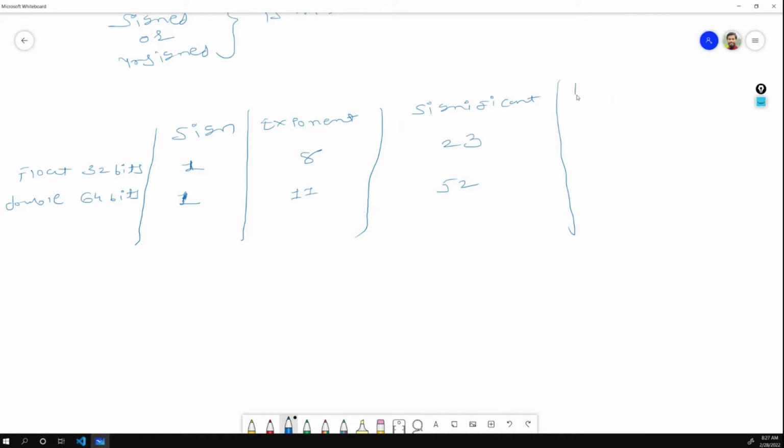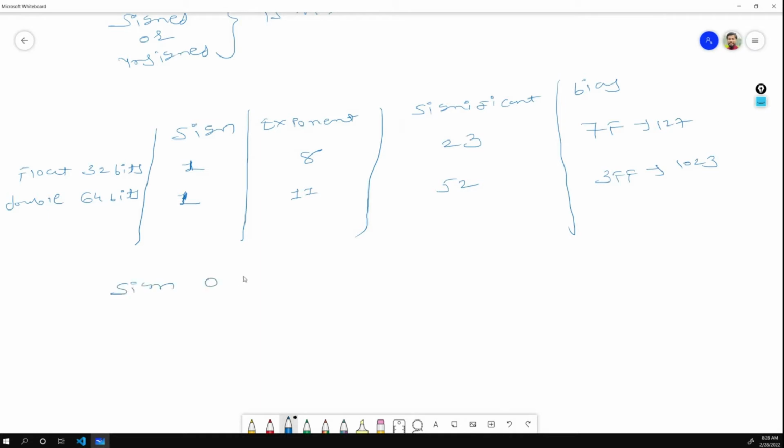But one more term is available, which is bias. We will see bias in the steps. The 7F value is 127 in decimal, and for double it's 3FF, which is 1023 in decimal. So first write down this table.